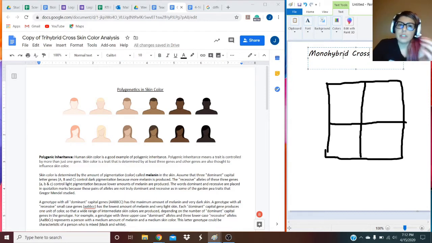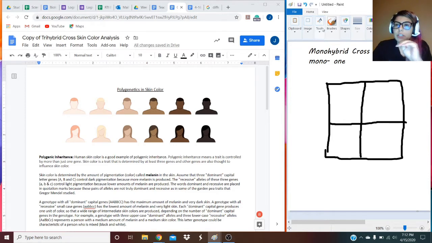So monohybrid cross. Let's break down what that means. Mono means one, okay? Now, when we're talking about a monohybrid cross, we're only talking about one specific allele, one specific trait. This could be a number of things, so let's just keep it simple, okay? Maybe we've seen something like this. So mono, meaning we're working with just an allele, one letter, okay?